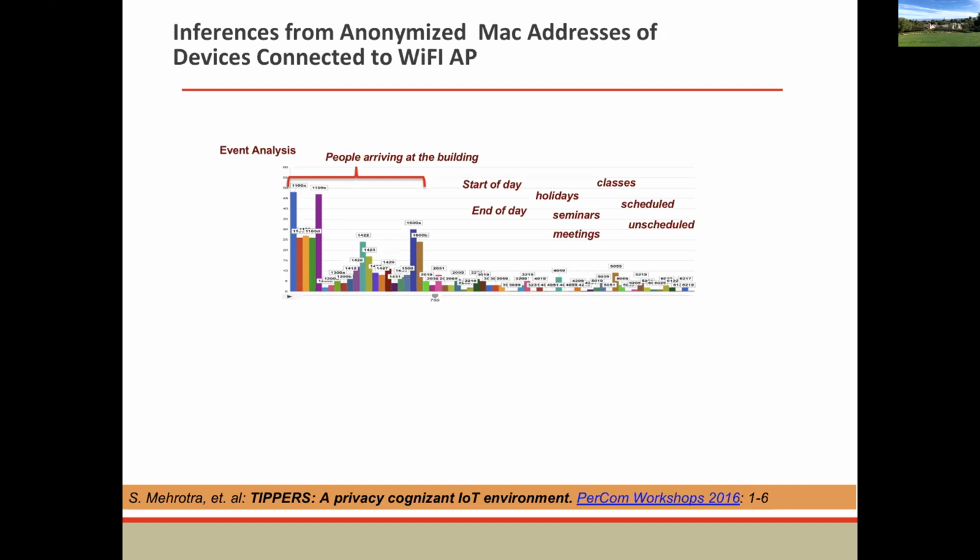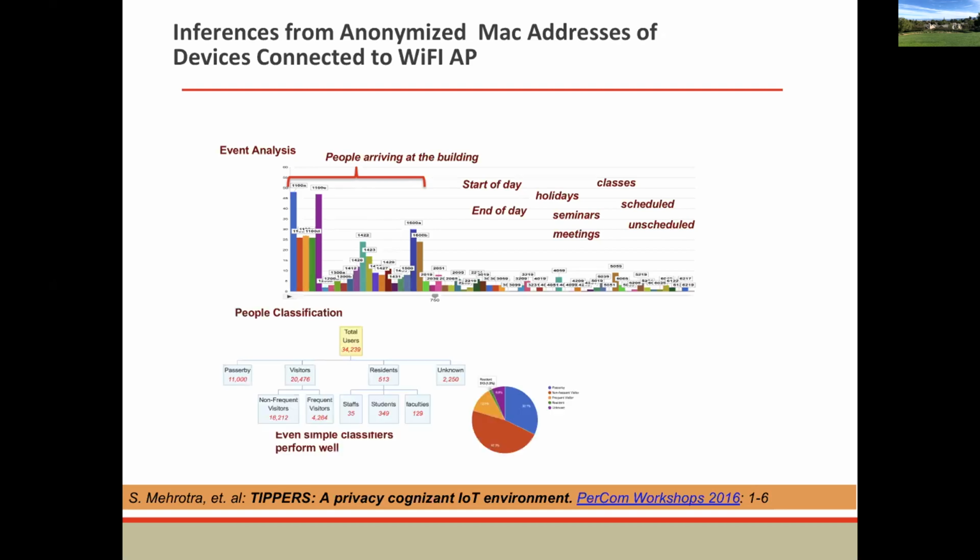They're also periodically randomized as well. Despite that, with appropriate machine learning techniques, you can pretty much learn all the events that happen in the building. You can develop mechanisms to classify people into visitors, passersby, residents, faculty, staff, and so forth. You can also learn social networks.